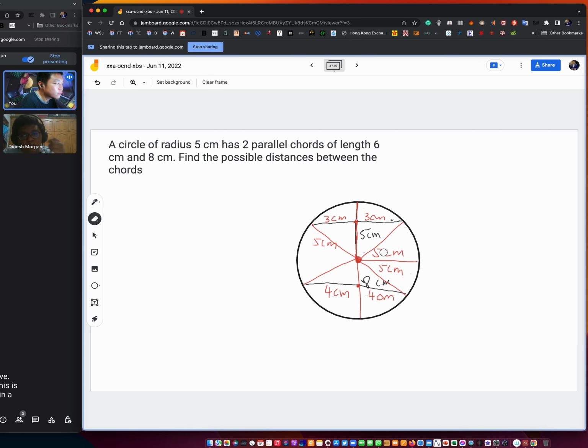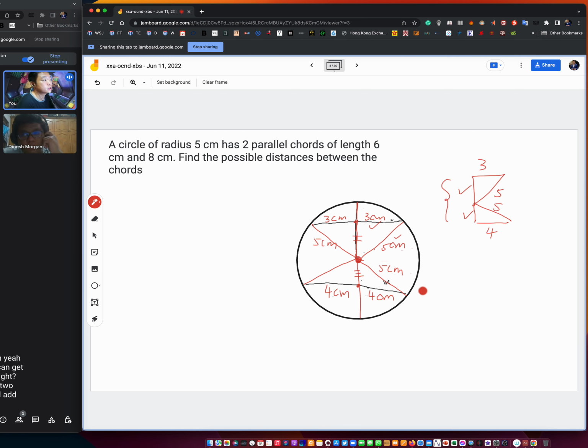So in a way, they ask you to find this. So basically, this question, I think, is another variant of the question just now. Can you see that? Get rid of this 8, get rid of this 5. So this is 5 cm. Can you see that you have the base, you have the hypotenuse, then you can get this. And of course, you can also get this. So you form this 3, 5. You can find this, right? And then another one. You have 5, then you have 4. So you can get this as well, right? And then the two parts here will add up to the distance between the chords, right?